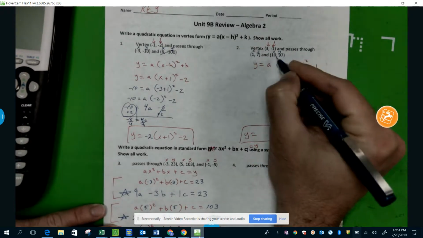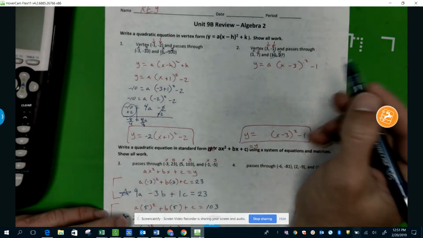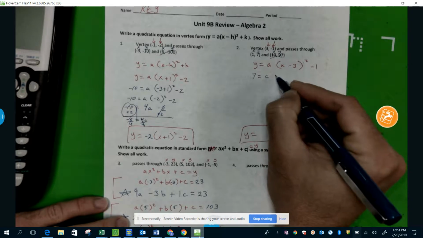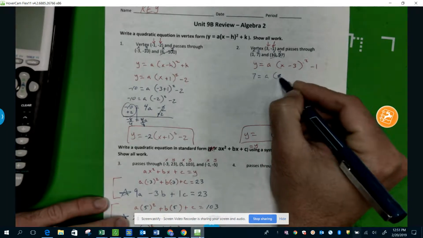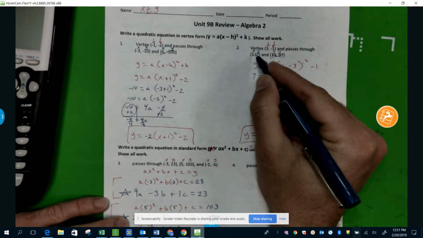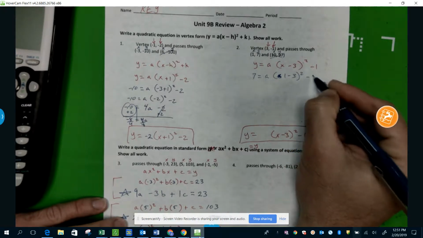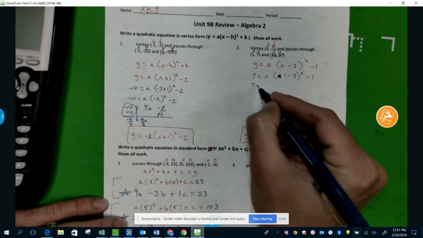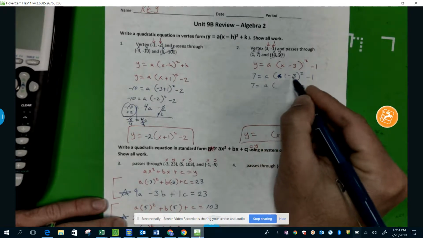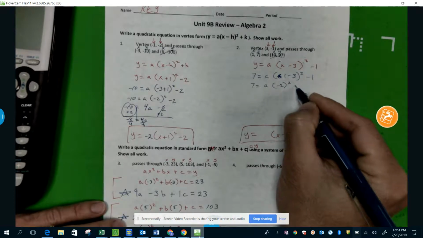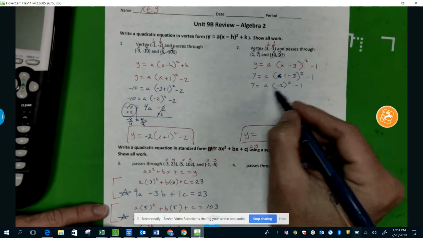I've got two options here. I'm going to go ahead and choose the first option just because the numbers are smaller. So instead of y equals, I'm going to use 7. I've got a. Instead of x minus 3, I'm using that coordinate of 1, minus 3, with a squared and a minus 1. A 1 minus 3 inside the parenthesis turns into a negative 2 with a squared, minus 1 at the end.